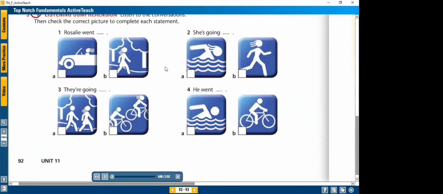Page 92. Exercise 3. Listening comprehension. Listen to the conversations, then check the correct picture to complete each statement. Conversation 1. Where's Rosalie? I'm not sure. She said she wanted to go for a drive. Well, she didn't. Her car's still here. Well, maybe she went for a walk. The weather's great, and she loves to walk. Oh, you're right. I see her on the street in front of the house.